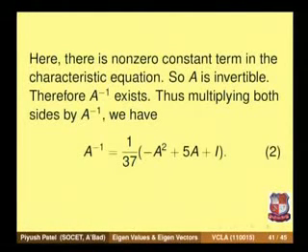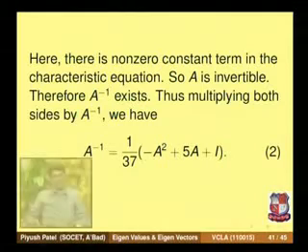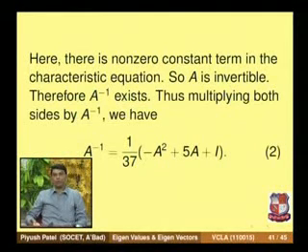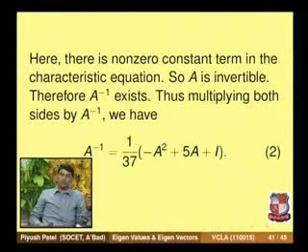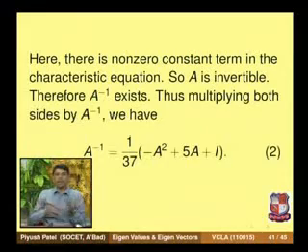The explanation is that there is no constant term in the characteristic equation, therefore no chance of a zero eigenvalue, and hence the matrix is invertible. So A inverse exists. By multiplying A inverse on both sides of relation 1, we get relation 2: A inverse is equal to 1 over 37 times minus A squared plus 5A plus I. So here, in order to determine A inverse, we need A squared and A, and simple arithmetic is required.